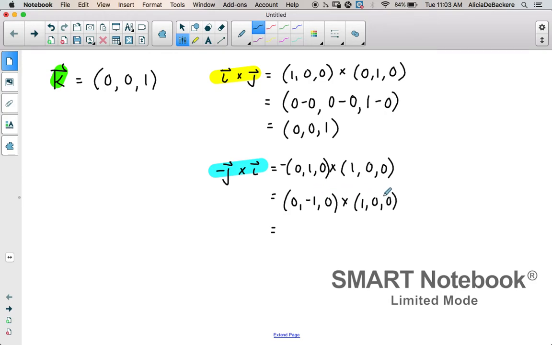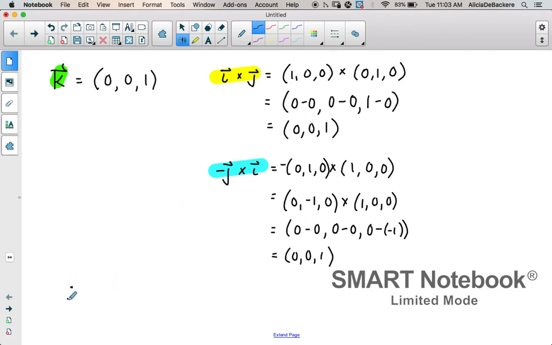So the second times the third is 0. And then the third times the second is 0. And then the third times the first is 0. And the first times the third is 0. And then finally something interesting, we're going to do the first times the second, that's 0. And then we're going to subtract the second times the first, that's negative 1. And so I get 0, 0, and then 0 minus negative 1, so it's 0 plus 1, or 1. And I end up with the exact same thing.